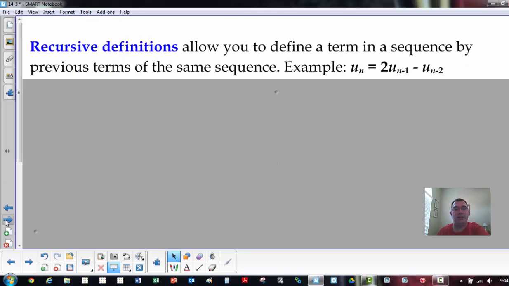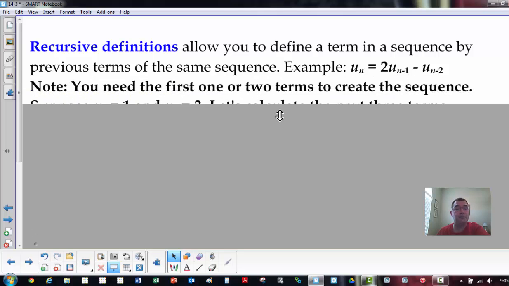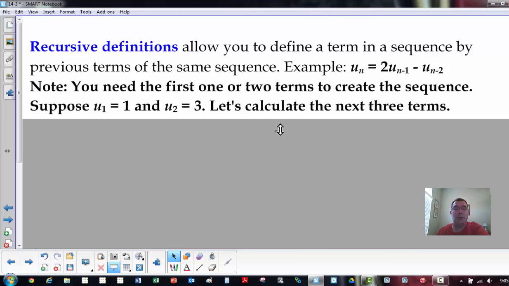Then we have recursive definitions, and those are the ones that each term is defined by the terms that come before it in the same sequence. So for example, I've written that the nth term is equal to 2 times the n minus first term, and then we subtract the n minus second term. So every term is 2 times the term that comes before it, and then we subtract the term that comes 2 before that. And obviously to do this, we would need actually the first 2 terms in the sequence defined for us. All right, so let's suppose that we have the first term being 1 and the second term being 3, and then we'll calculate the next 3 terms.